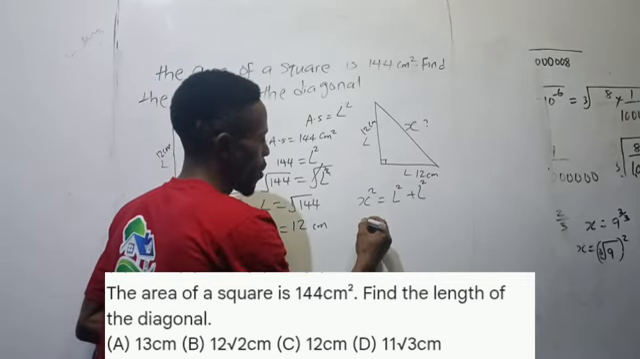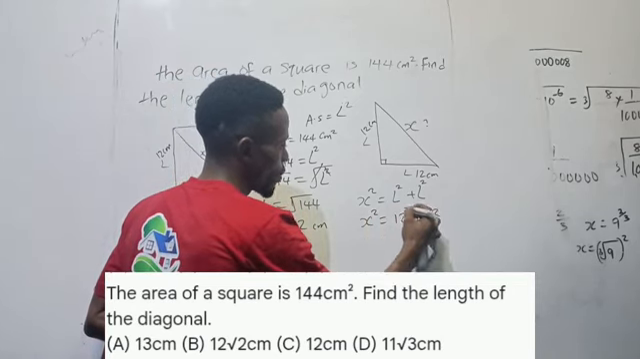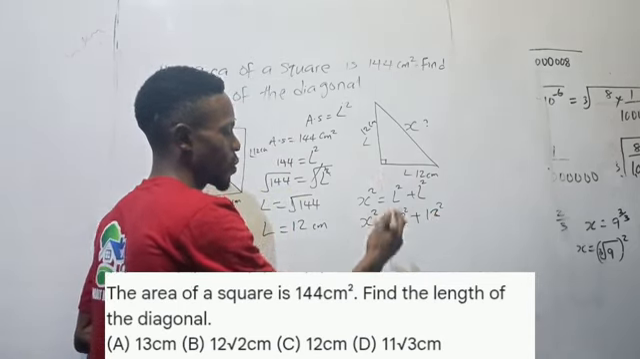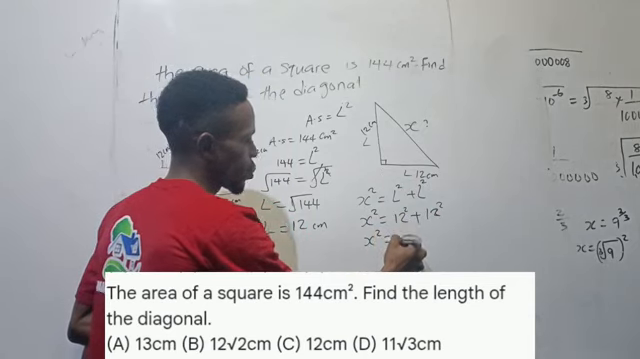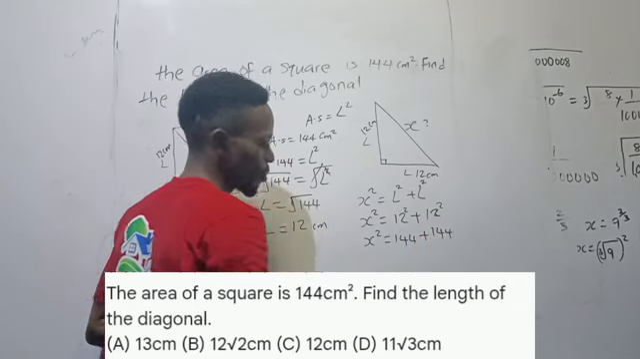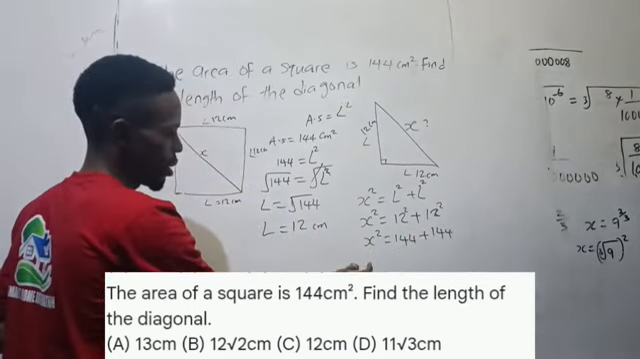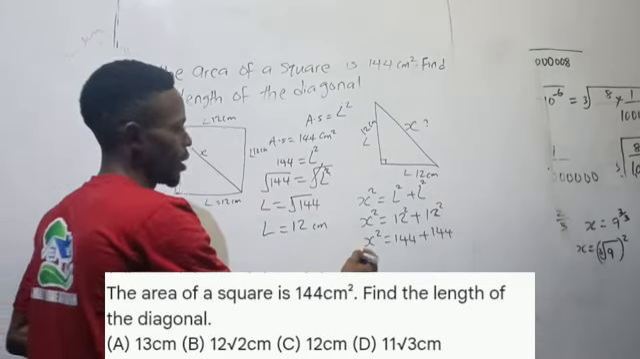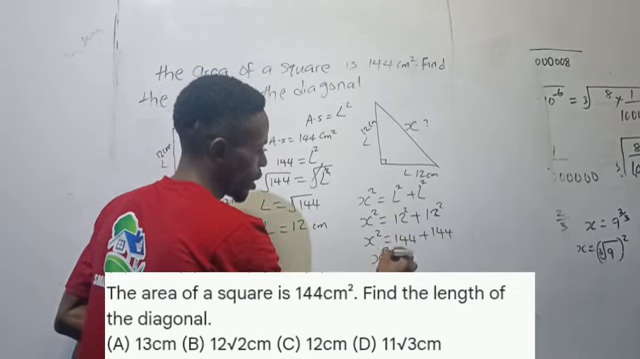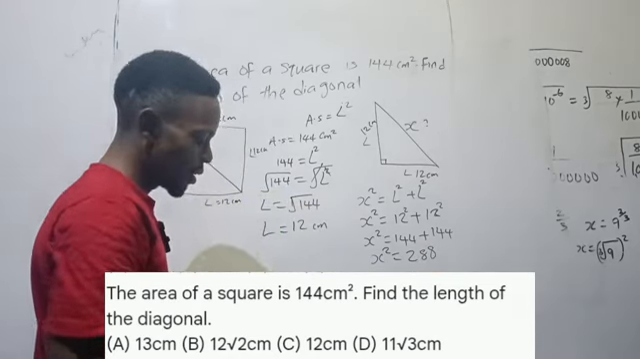Now let's put our L in that place. Our S square is equal to 12 plus 12, where both carry square. 12 square is 144, plus also we have 144. So 144 plus 144, that is S square. Let me write it out. S square is equal to 288.